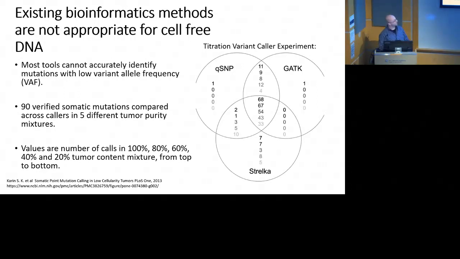There's about a dozen papers with experiments quite like this one, but I thought this one was fairly elegant. They took 96 different variants, and then they just started titrating in normal DNA and sequencing it, and we get the cross-section in the Venn diagram there of exactly how these things were called. And at 20%, only 33 of the 96 variants were called with all three variant callers. These are older variant callers, but the results generally still stand.